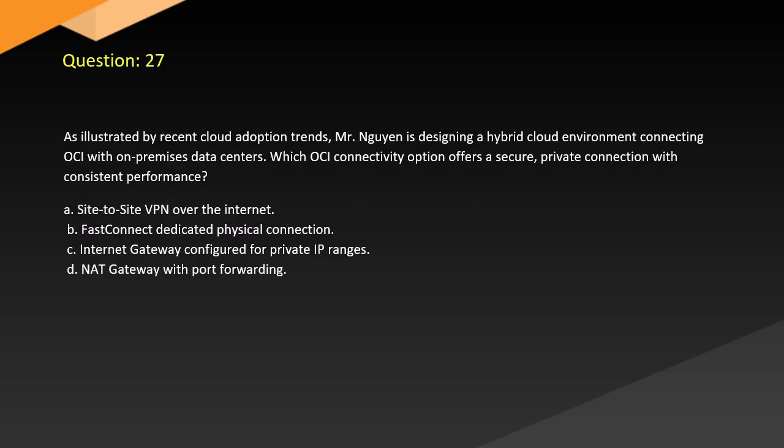Question 27. As illustrated by recent cloud adoption trends, Eastern Univ is designing a hybrid cloud environment connecting OCI with on-premises data centers. Which OCI connectivity option offers a secure private connection with consistent performance? A. A site-to-site VPN over the internet. B. FastConnect dedicated physical connection. C. Internet gateway configured for private IP ranges. D. NAT gateway with port forwarding.